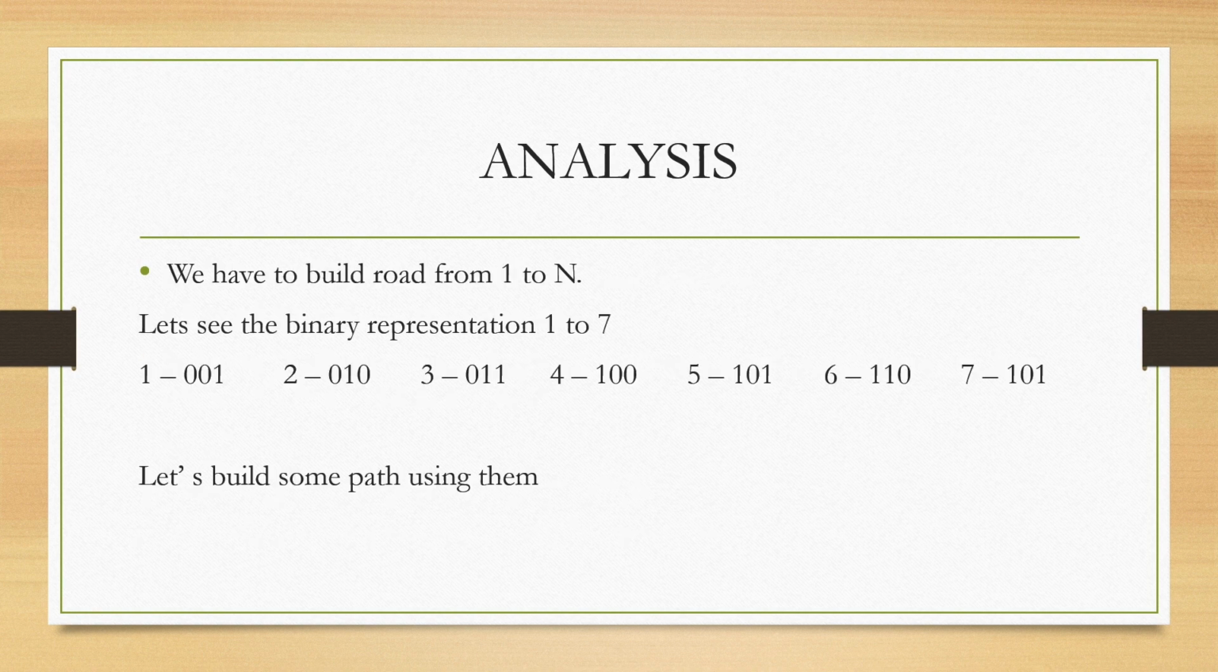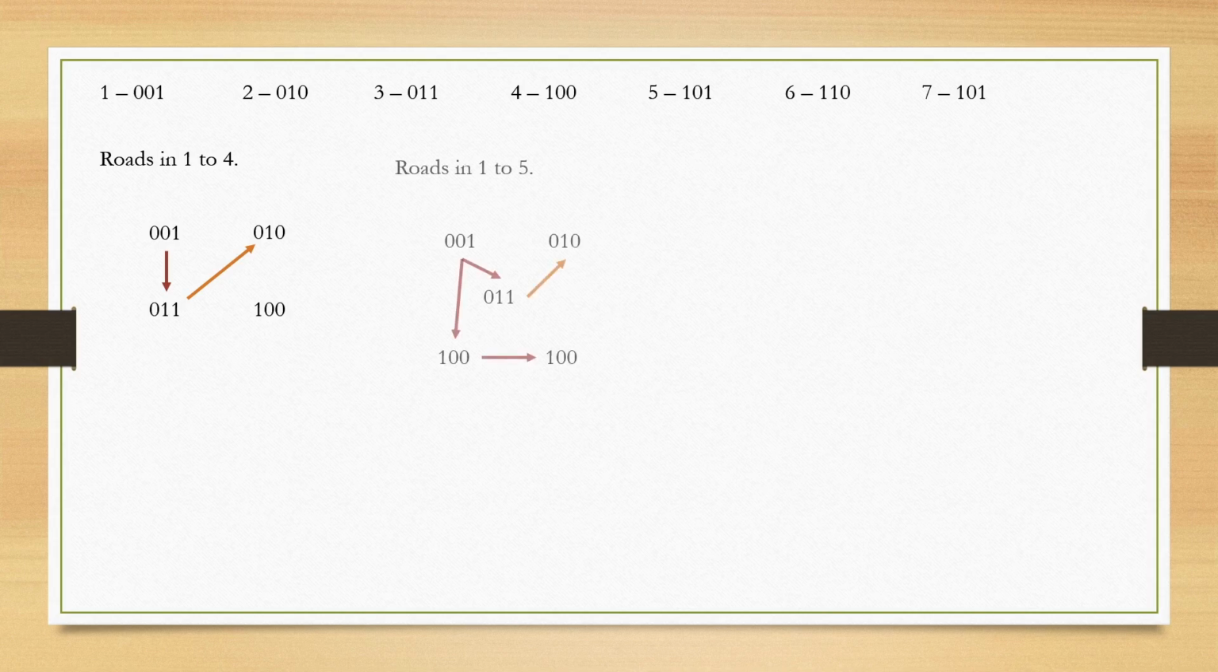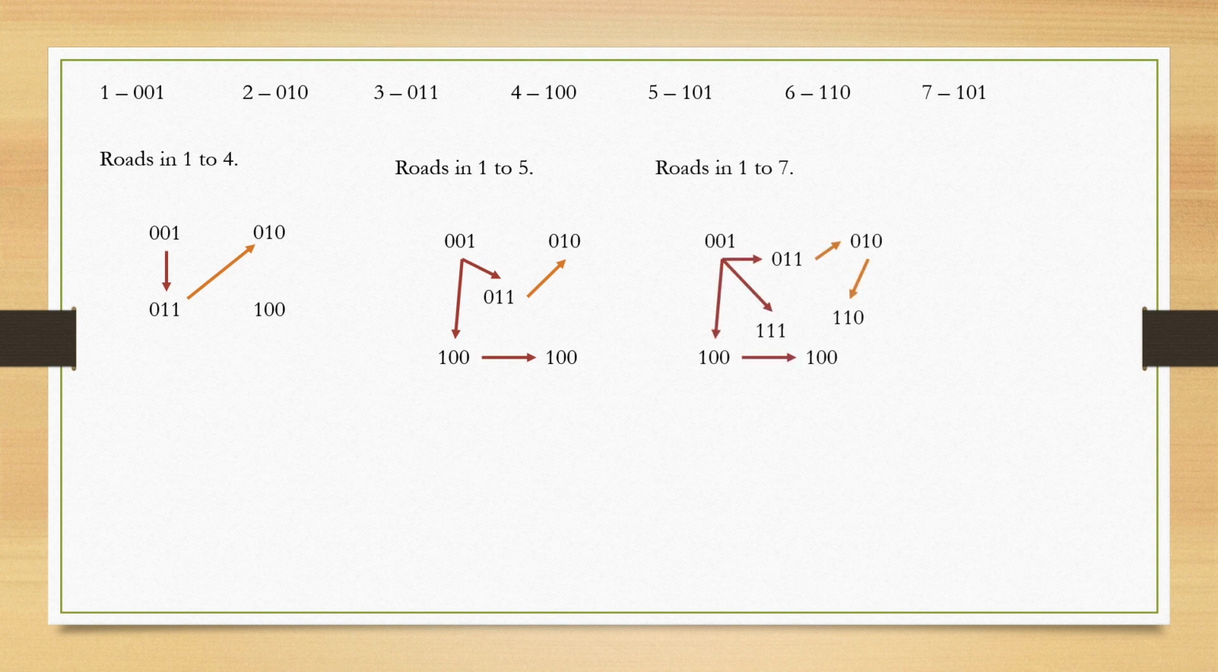We have to build a road from 1 to n. Let's see the binary representation of 1 to 7. Let us build some path using them. Roads in 1 to 4. For minimum case the road could be as shown, but we cannot make a road to 4 since it gives 0 with any city. Roads in 1 to 5. For minimum case the road could be as shown, we connected 4 to 5 since their AND is non-zero. Here all cities can be connected. Similarly for 1 to 7 also it is possible as shown for minimum cost.